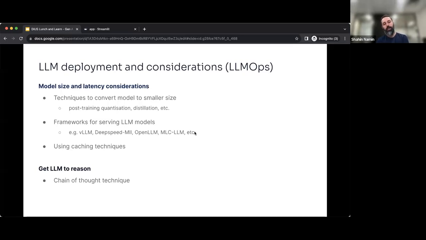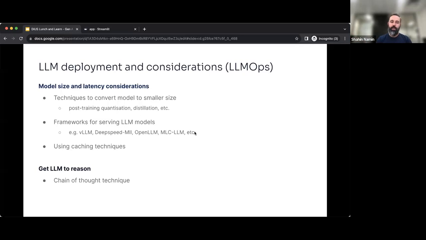Distillation is another technique where you train a model that looks at what the actual model that was trained would give you, and then tries to learn from that. And it might be a smaller model. And then after this step is done, you can use the distilled model, which is a smaller model.